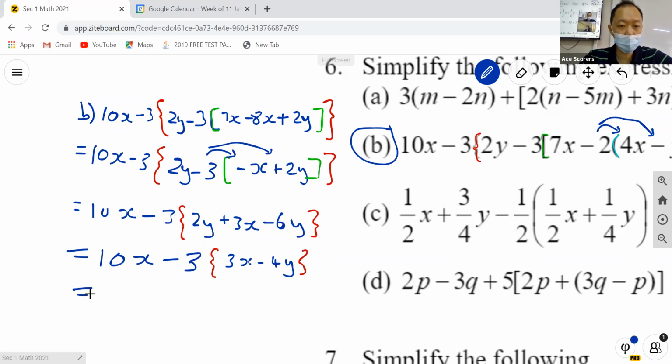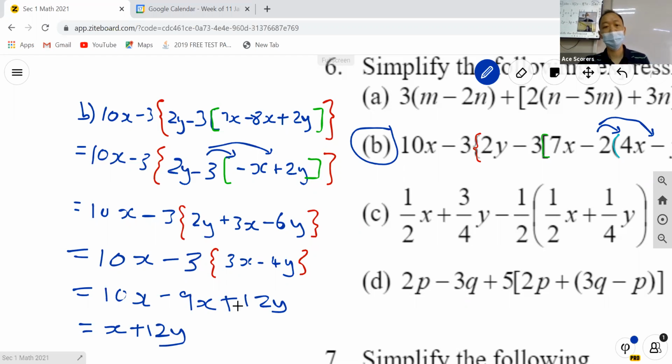So it's quite tedious. There's multiple steps involved. But it's just logical and systematic. The word is systematic. And finally, our answer is x plus 12y. Okay, after solving all the different problems.